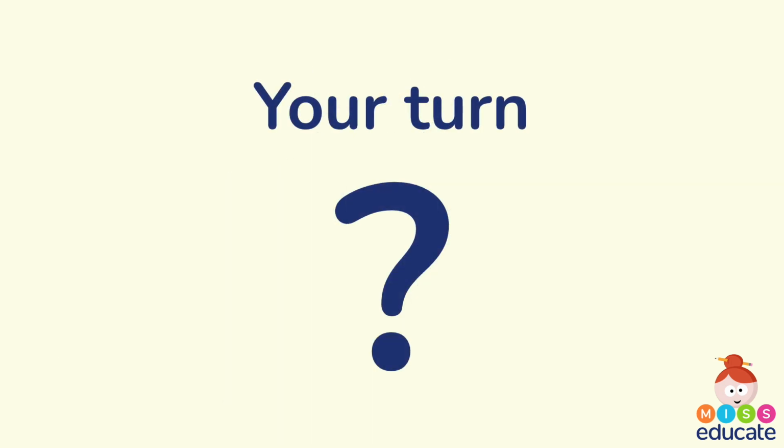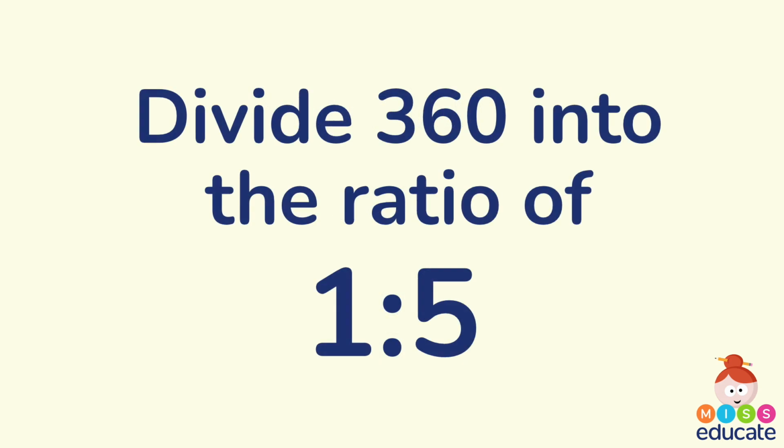Okay, it's your turn now. This is similar to a question we've just done. I want you to divide 360 into the ratio of 1 to 5. Remember, we're going to find that 1 part first. How do we do that? Pause the video, have a go, and then come back and see if you've done it correctly.